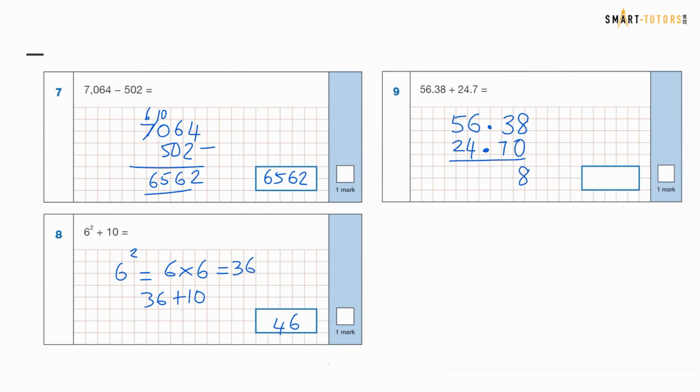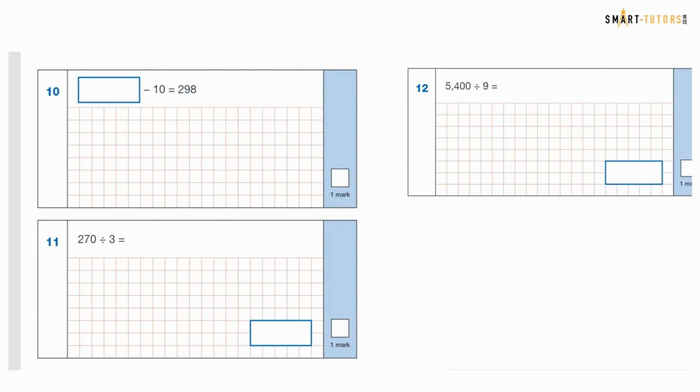8 add 0 is 8. 3 plus 7 is 10. Carry the 1. 7 add 1 add 4 is 11. Carry the 1 and 8. So 5 plus 2 is 8. That is the answer, 81.08.